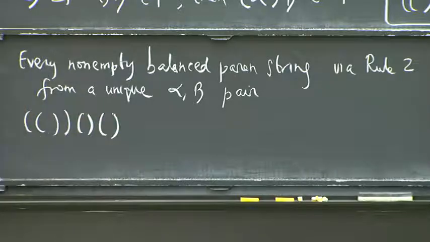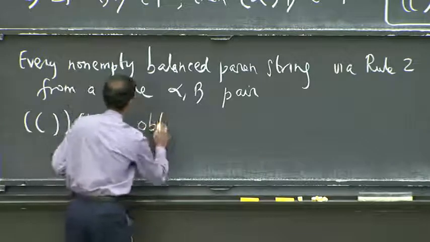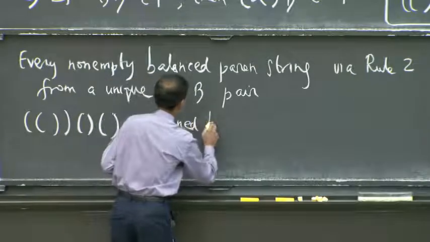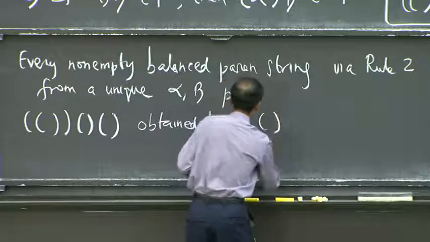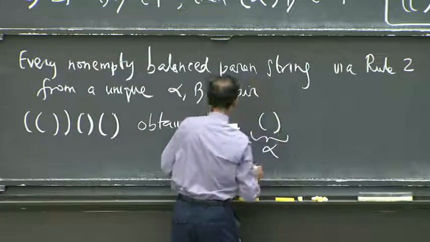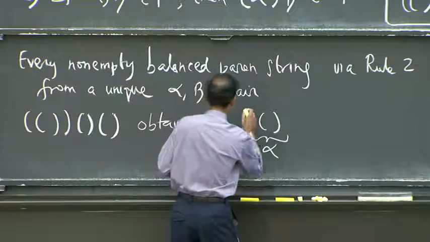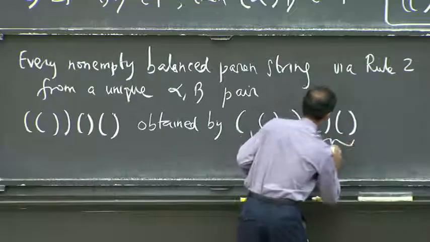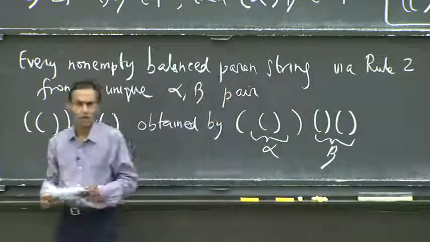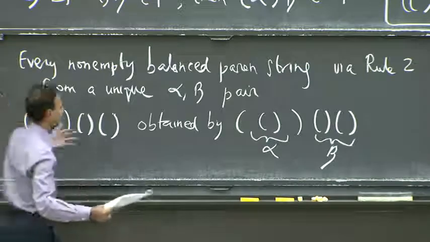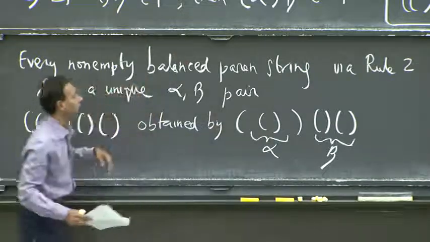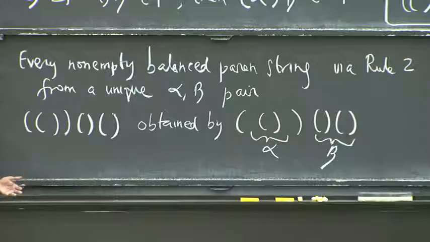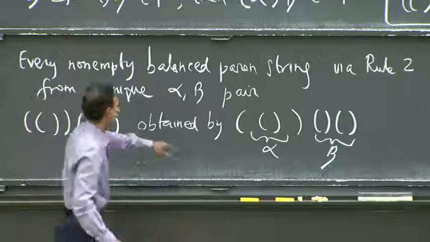So that's a little more complicated than the strings we've looked at so far. Then you obtain that by having alpha be this simple string, and then you put the brackets around that, and then your beta corresponds to this. Right? So now alpha and beta were previously generated. So if you apply rule 2 to the empty string, with alpha being the empty string and beta being the empty string, then you get this thing here.